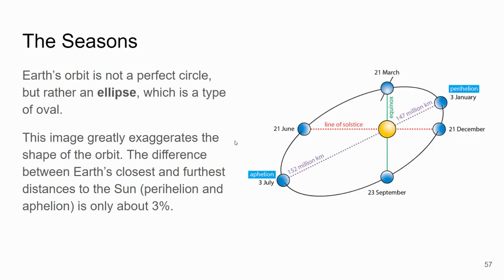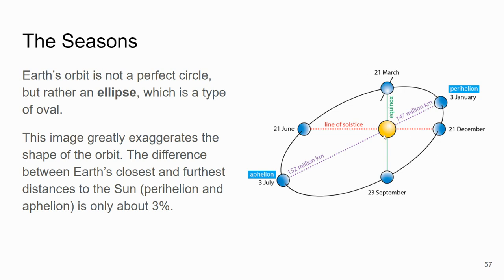So we talked about the seasons and what causes the seasons. First, the Earth does not orbit the sun in a perfect circle, but rather a particular type of oval called an ellipse. The Earth's orbit around the sun is an ellipse, but it is so close to being a circle that you almost couldn't tell that it wasn't a perfect circle just by looking at it. So this image we're looking at is highly exaggerated. The Earth's orbit around the sun is much closer to a circle than this.